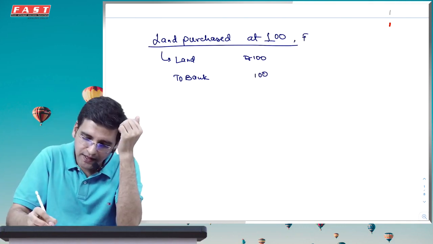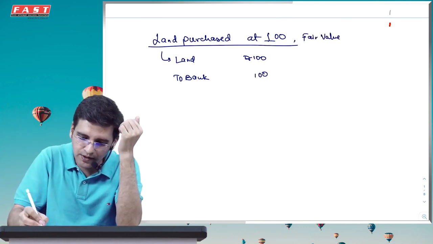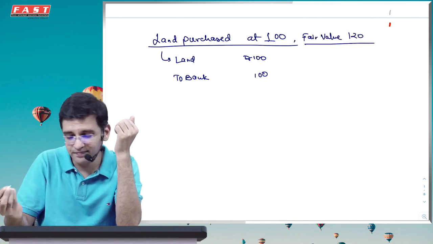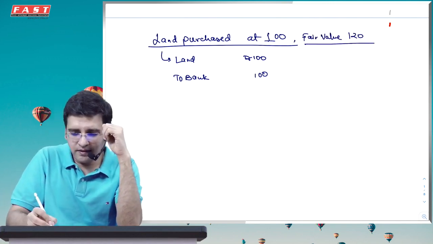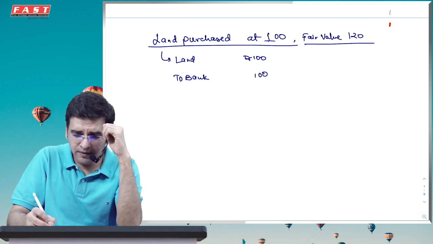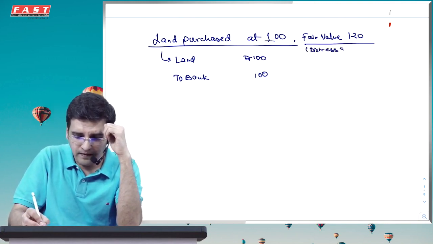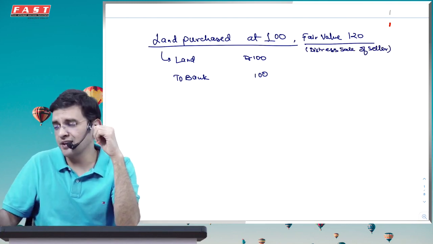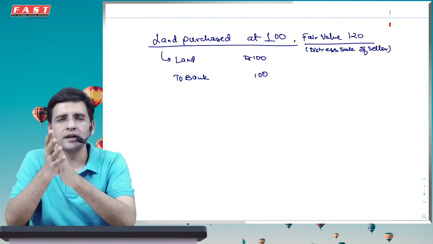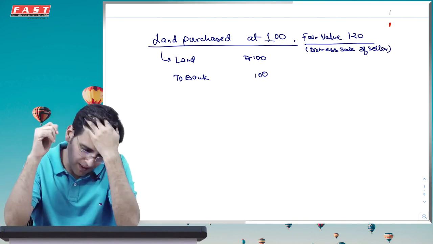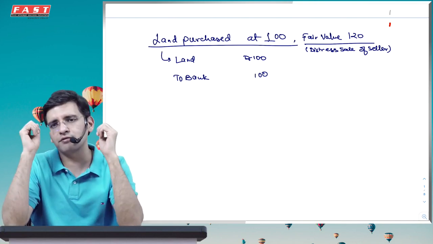What if I say that the fair value of this particular land was 120 rupees? But I bought it at 100 only because it was a distress sale of the seller. So the seller was under a liquidity crunch, so 120 की चीज 120 thing, it sold off immediately to me at 100 rupees. I made a gain of 20 rupees. Do I recognize this gain of 20 rupees initially?